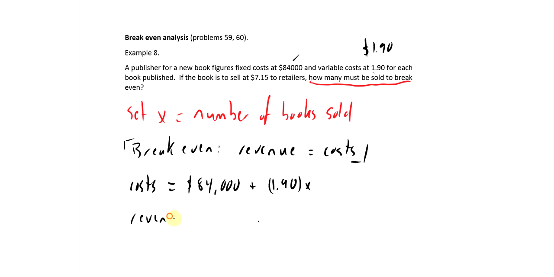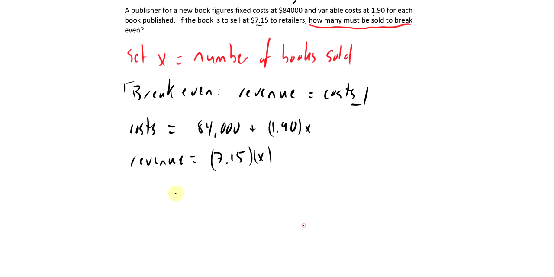What's your revenue? Well, you're selling them at $7.15 each. So $7.15 for each book times X, which is the number of books. So you get $7.15 for each book times however many books you sell. That's how much revenue you have coming in. And break even then is revenue equals costs. So revenue equals cost to find your break-even point.